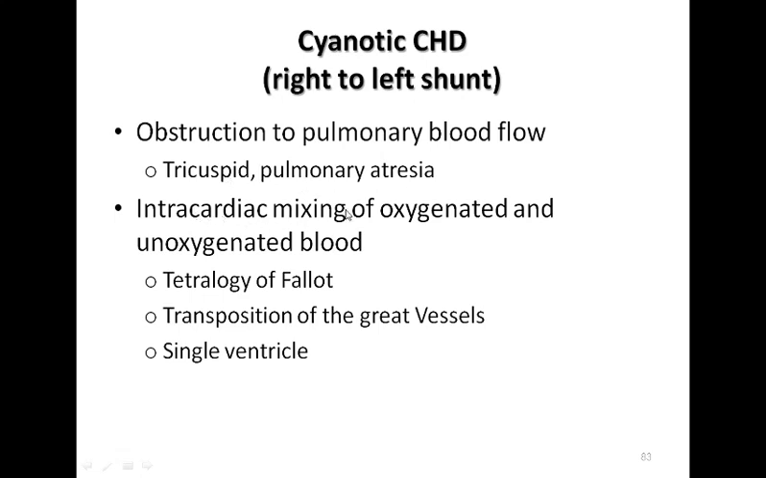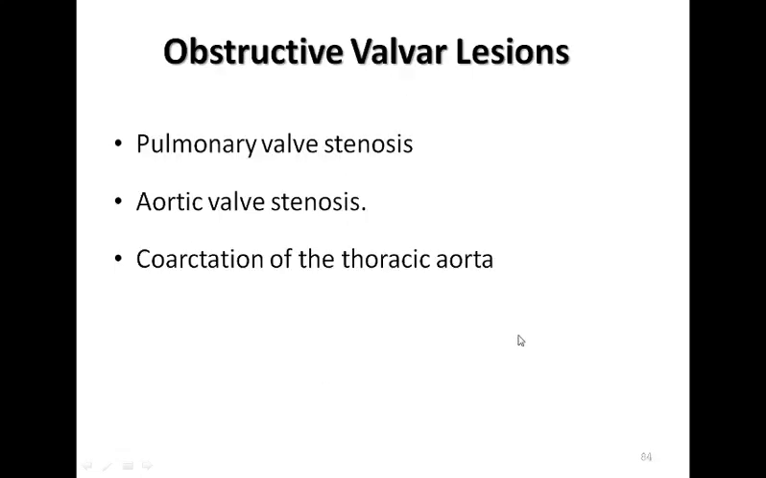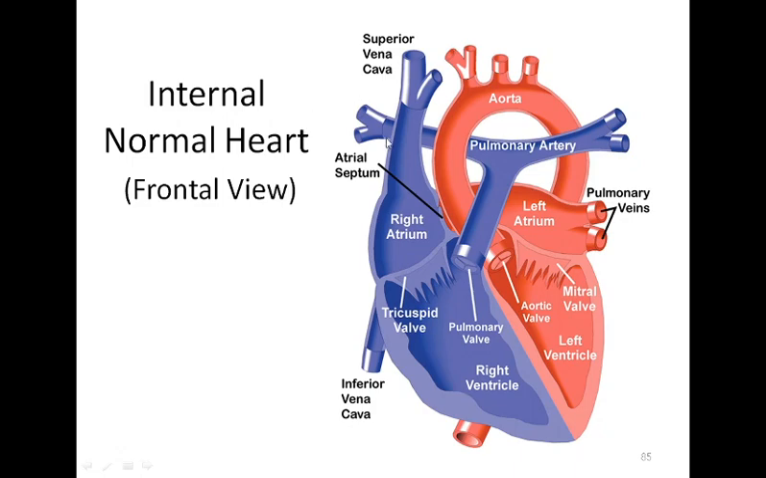There is an intracardiac mixing of oxygenated blood with unoxygenated blood, like tetralogy of Fallot, transposition of great vessels, and single ventricle. Obstructive types of valve lesions are pulmonary valve stenosis, aortic valve stenosis, and coarctation of thoracic aorta. So, this is a normal structure of the heart.